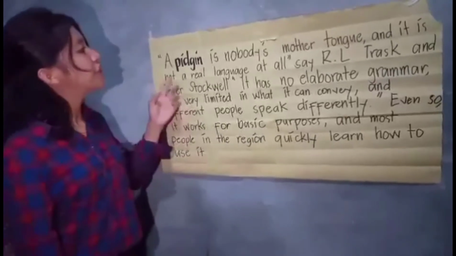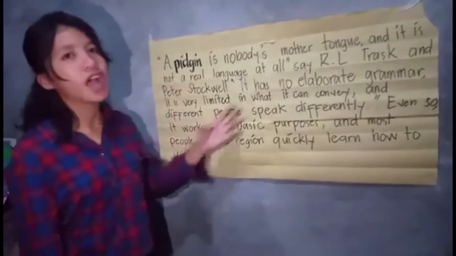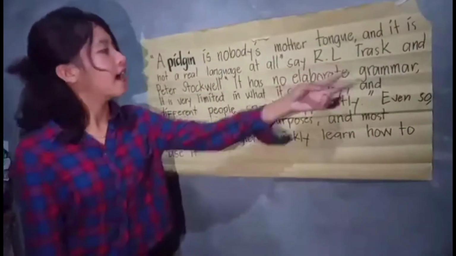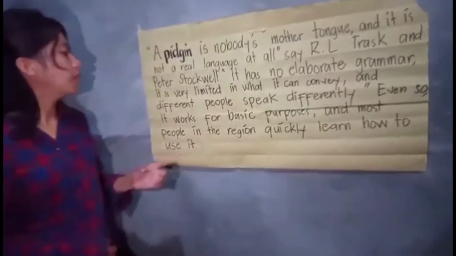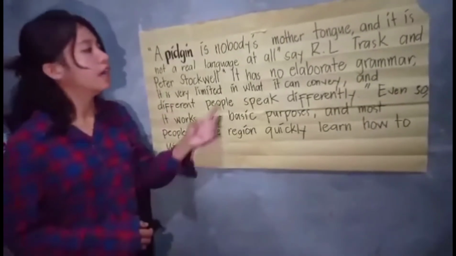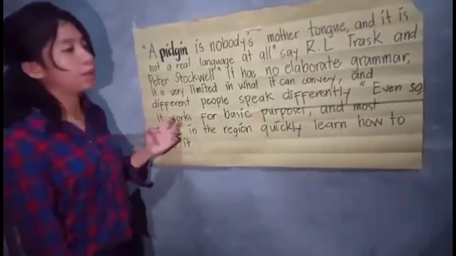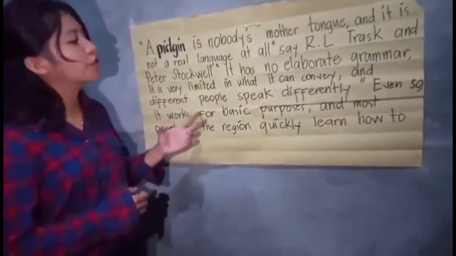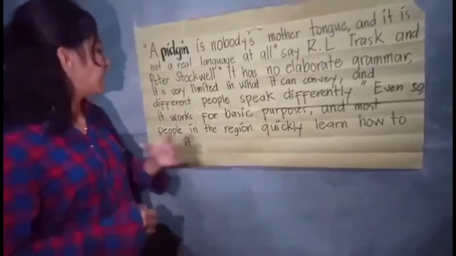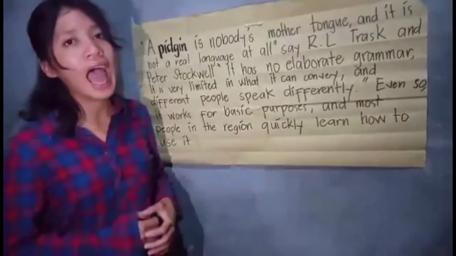Furthermore, a pidgin is nobody's mother tongue. It is not a real language at all, say R.L. Trask and Peter Stockwell. It has no elaborate grammar. It is very limited in what it can convey, and different people speak differently. Even so, it works for basic purposes, and most people in the region quickly learn how to use it.